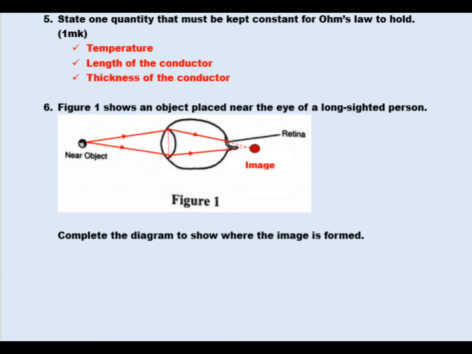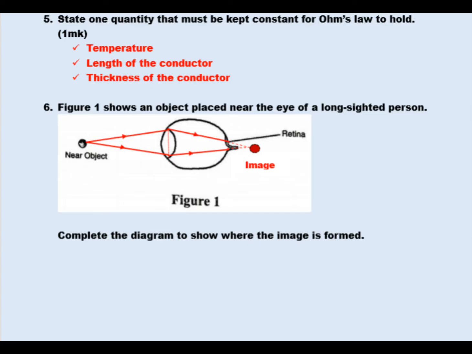Question 5. State one quantity that must be kept constant for Ohm's law to hold. So number one is temperature. Number two is the length of the conductor, and also the thickness of the conductor. Let's go to question 6.